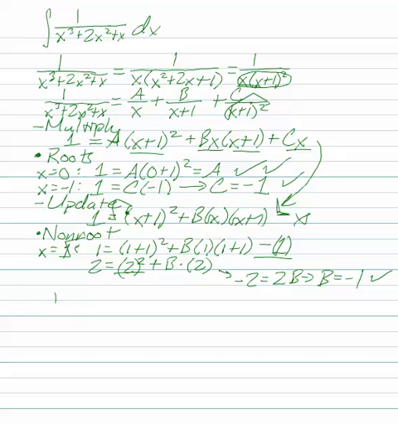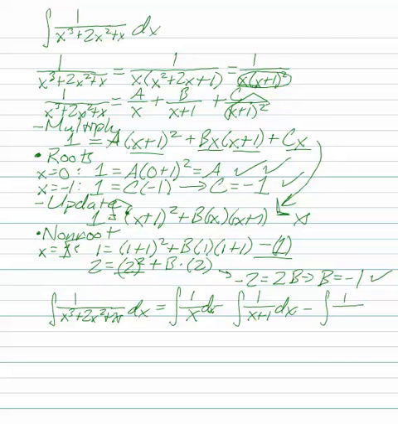So our original integral, 1 over x cubed plus 2x squared plus x dx, becomes the integral of 1 over x, because A was a 1, minus, because B is a negative 1, the integral of 1 over x plus 1 dx. I should have a dx with each of these. Minus the integral of 1 over x plus 1 squared dx. So I've just taken my 3 from above and split them up into separate integrals.